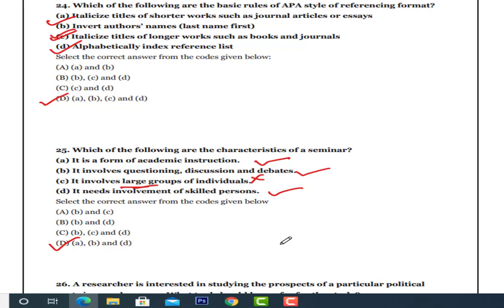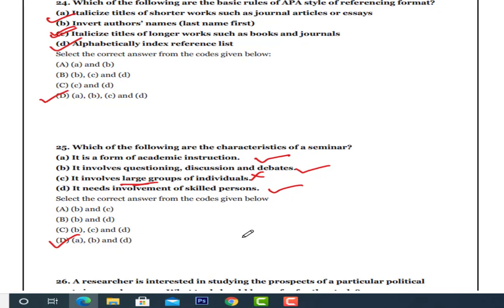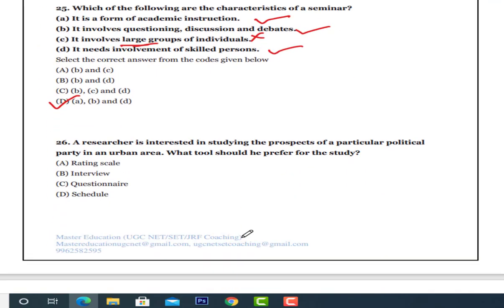It is a form of academic instruction. It involves questioning, discussion and debates. It needs involvement of skilled persons.